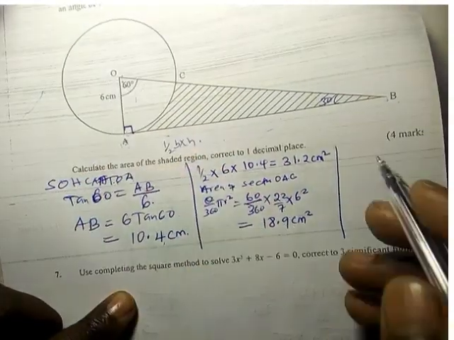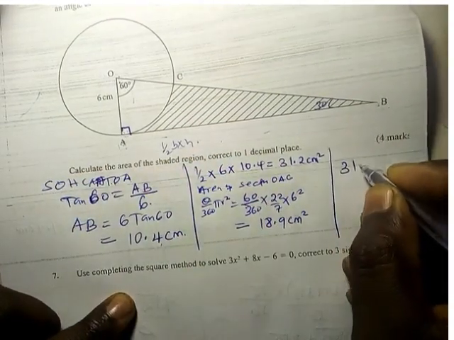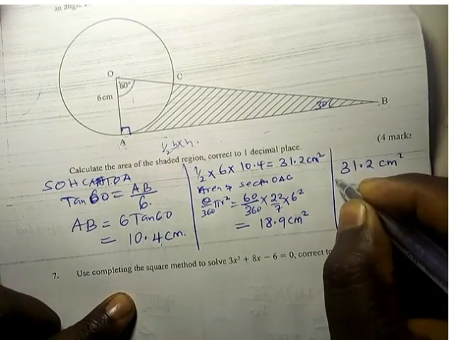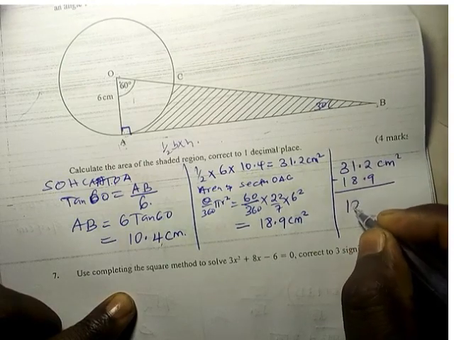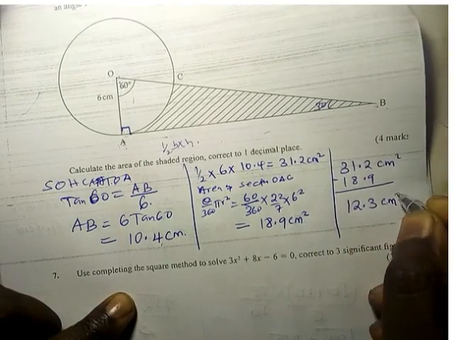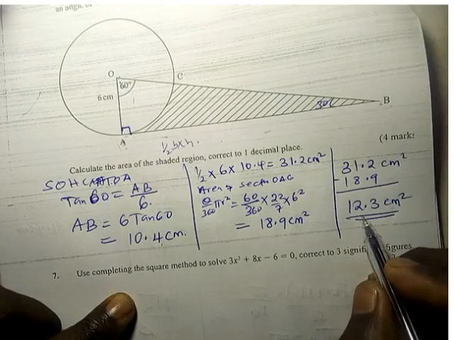Now to get the area of the shaded region, it is the area of this whole triangle minus the area of the sector, which is now 31.2 centimeters square minus 18.9. This one will give us 12.3 centimeters square. This is the area of the shaded region.